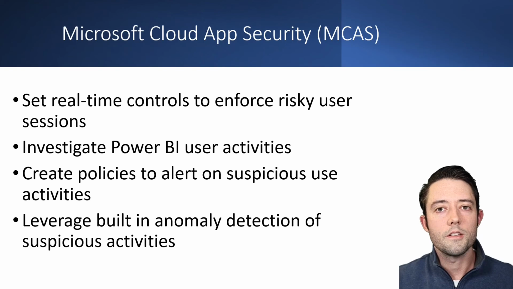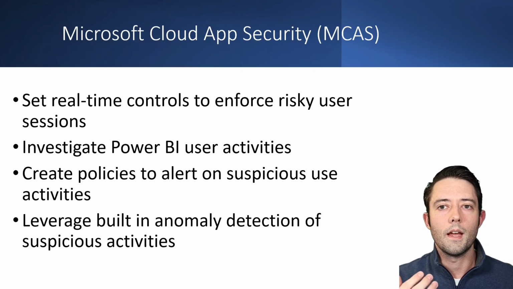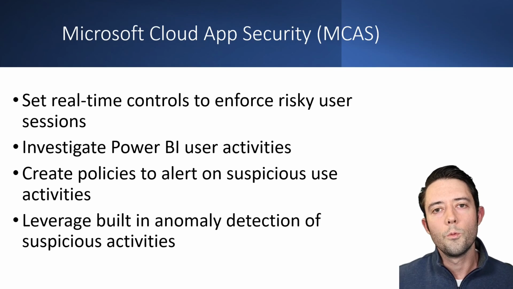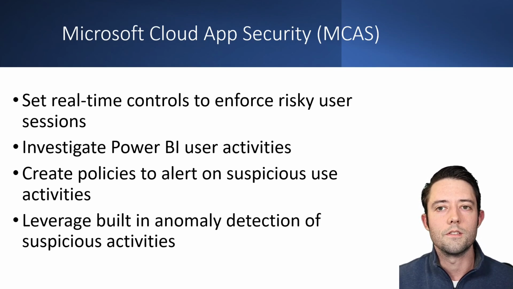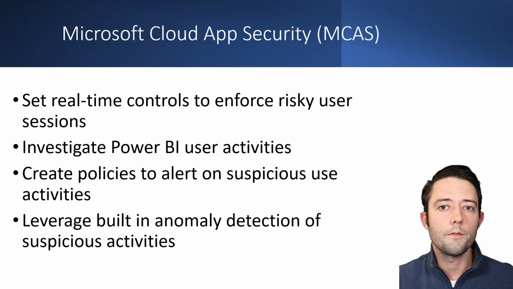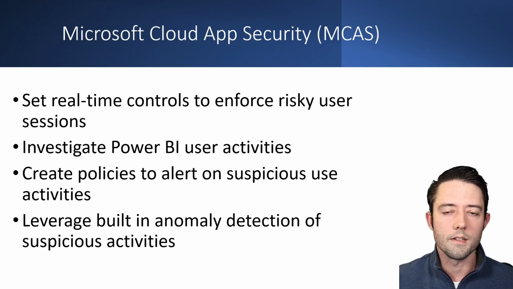The other really awesome security feature that we have in the Power BI service now is something called MCAS, Microsoft Cloud App Security. This is a really awesome product because it actually acts as a proxy in front of the Power BI service. And then you can do some really cool real-time security decisions. There's built-in anomaly detection. So if you have a user in your organization that all of a sudden is downloading hundreds of files out of the Power BI service in a really short time frame, you can actually stop them from doing that in real time with MCAS.